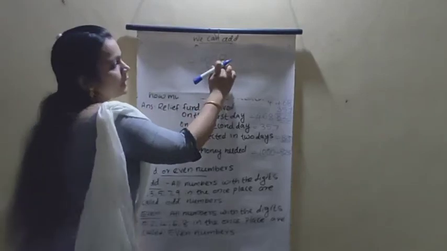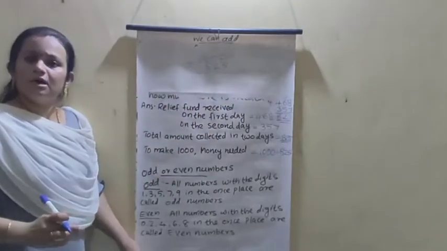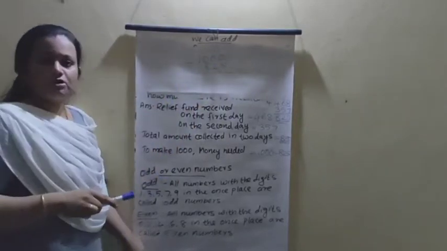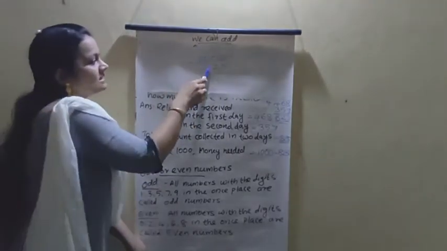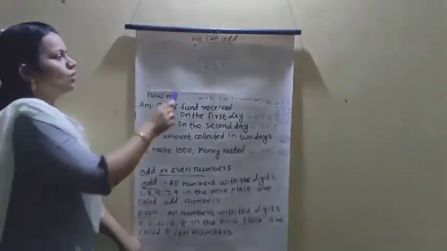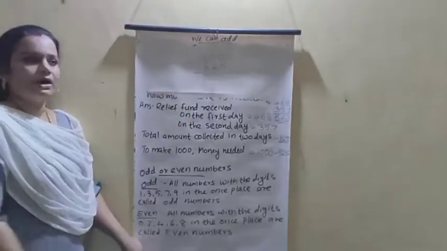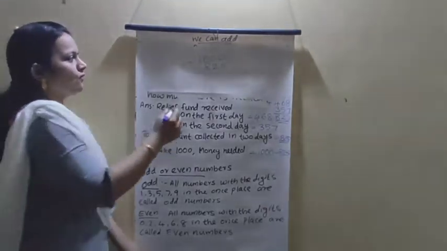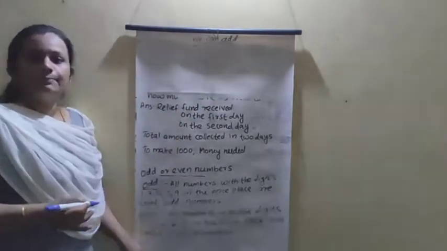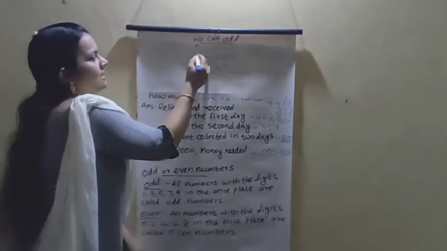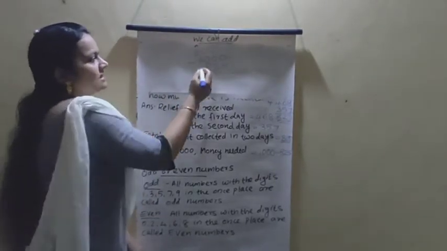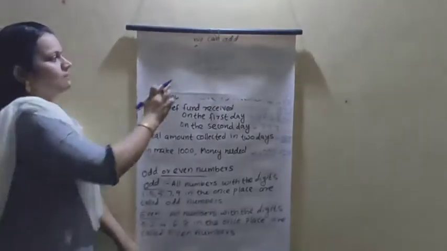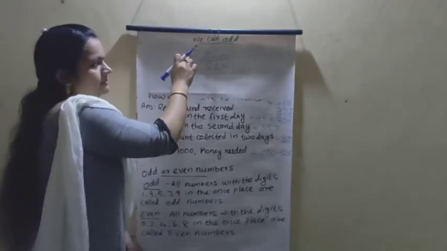Here, what do we have? 0. Is 0 minus 5 possible? No, because 0 is the smaller number. Is 0 minus 2 possible? No. 0 minus 8? No. Only the 1 is here, so we borrow from 1. 1 becomes 0, and this 0 becomes 10.